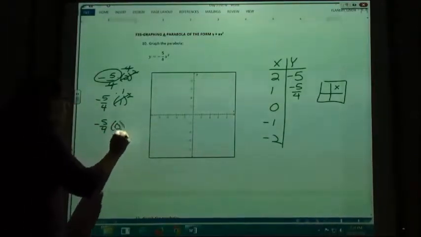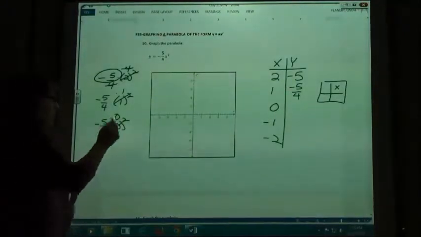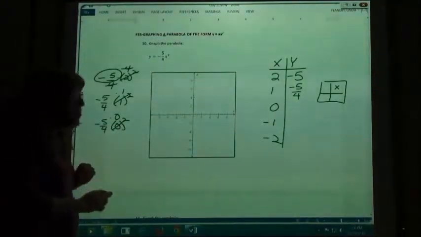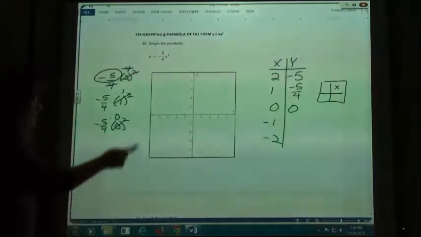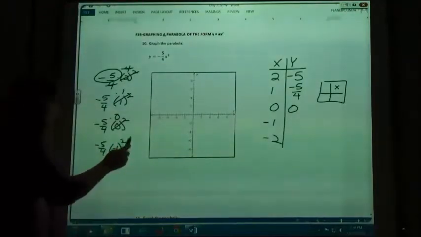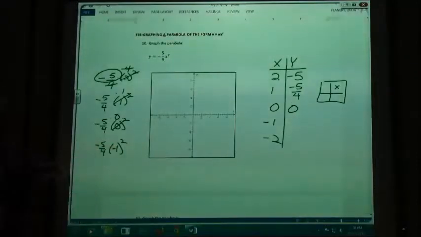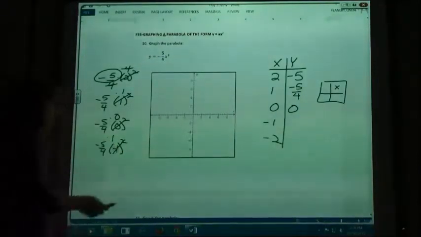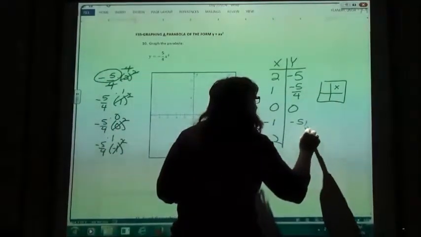-5/4 times 0 squared. Well, 0 squared is going to be 0. And negative 5/4 times 0, still going to be 0. Next, I'm going to do negative 5/4 times negative 1 squared. Negative 1 squared. Negative 1 times negative 1 is positive 1. Negative 5/4 times 1, negative 5/4.